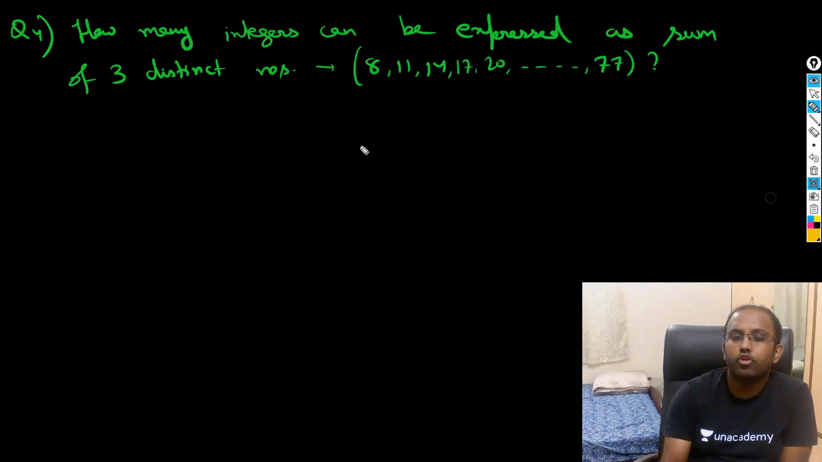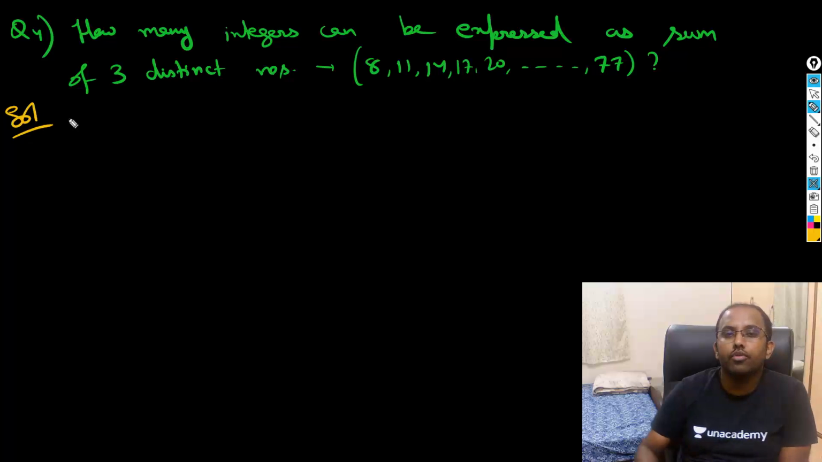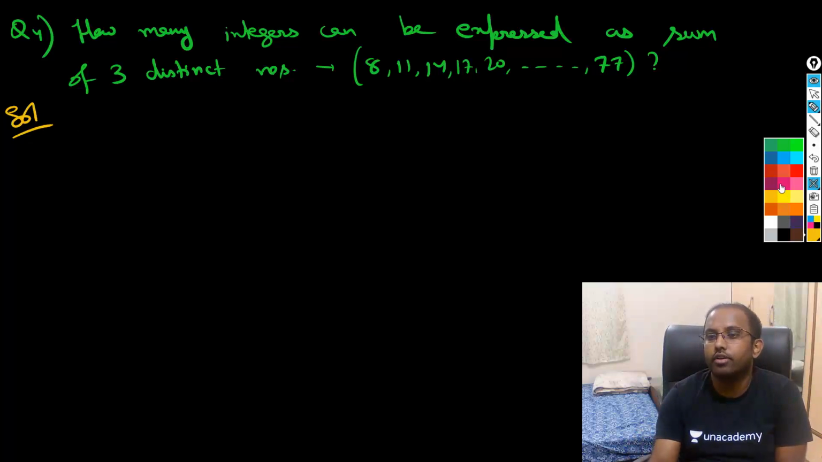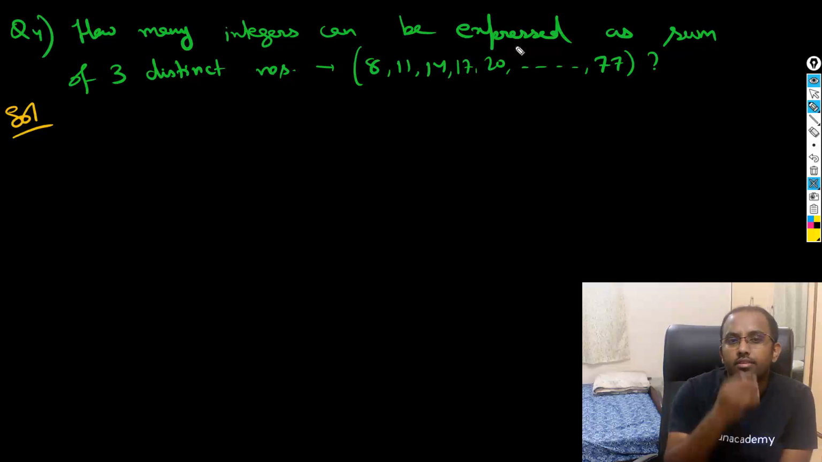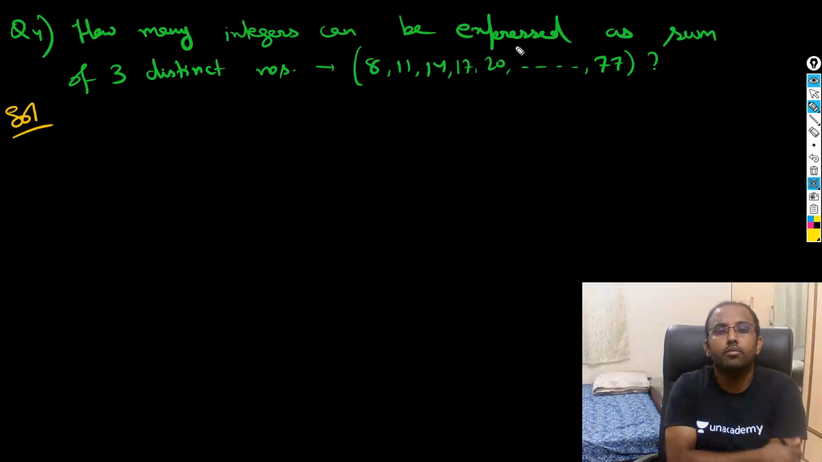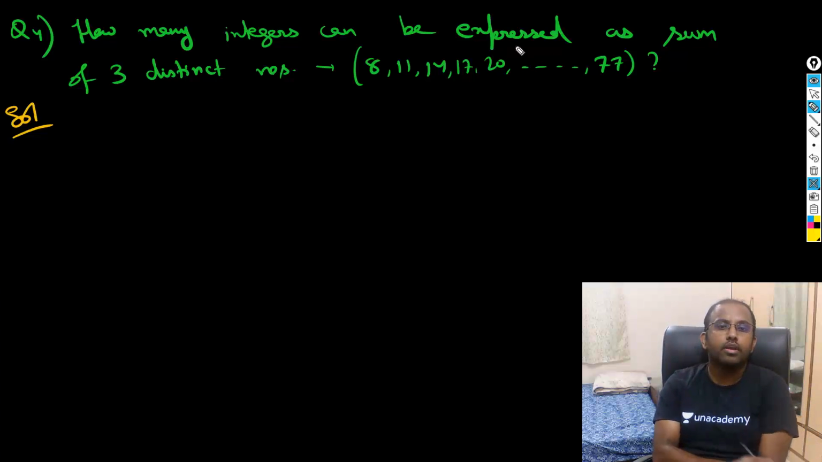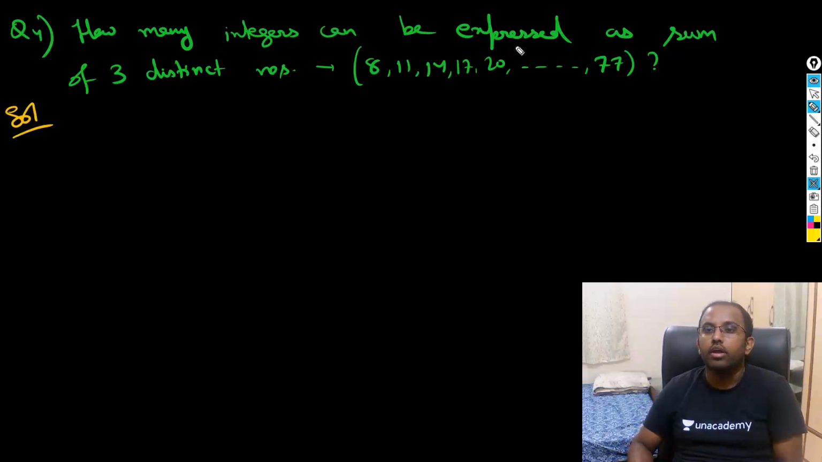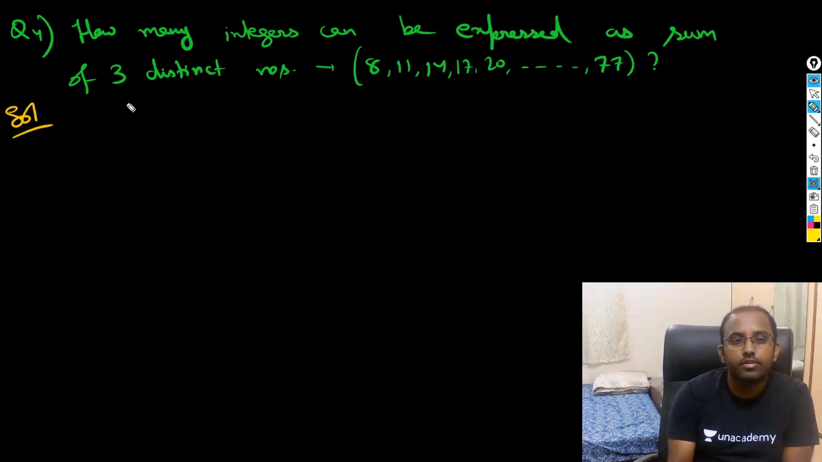So basically, this question means that you want to write numbers as sums of three distinct numbers. It's a counting question. People tend to leave such questions, I don't know. It's a very simple question. You can just see it, guys.